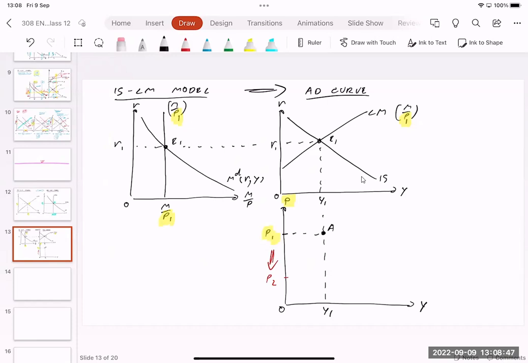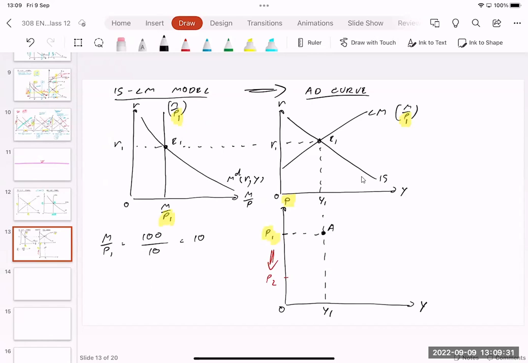Let me give you an example with numbers. Let's assume M over P1, where M is the nominal money supply, the amount of money that we have in the economy. Let's say M is equal to 100 million baht. The price level P1, for example the price of the product, is 10 baht. So with the total money that we have, 100 million baht, we can buy 10 million units of the product. So M over P, the real money supply, is just like the purchasing power of the money.